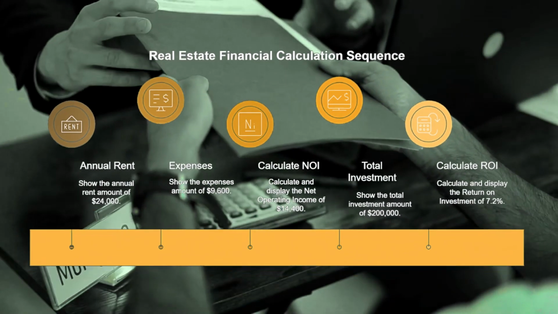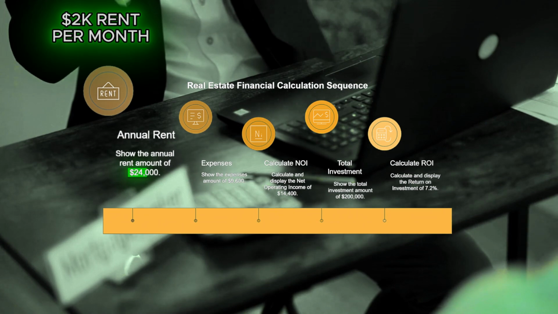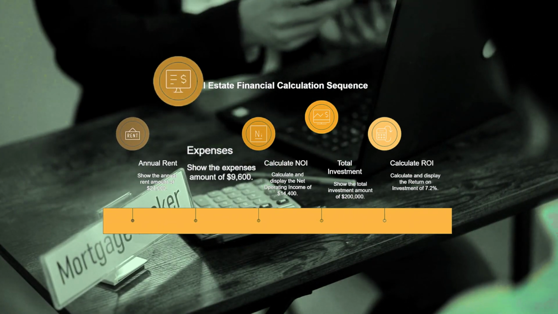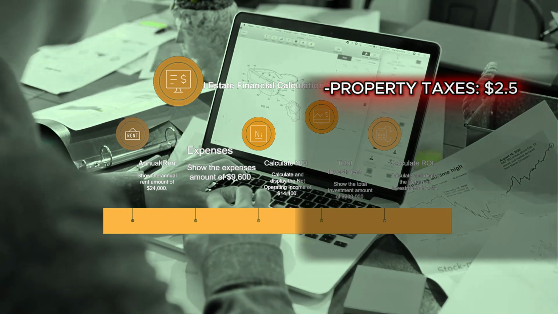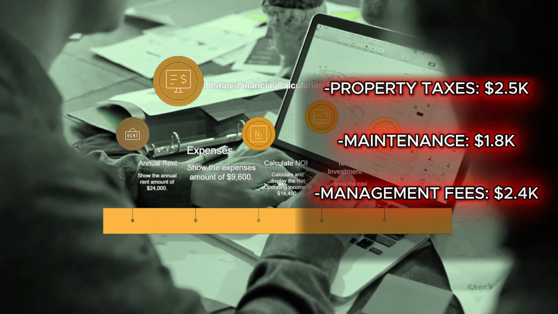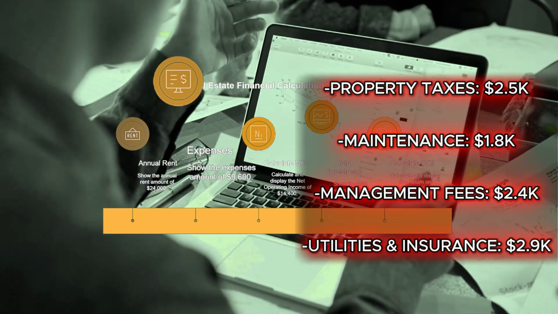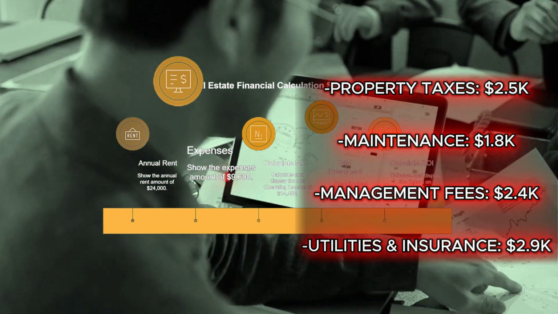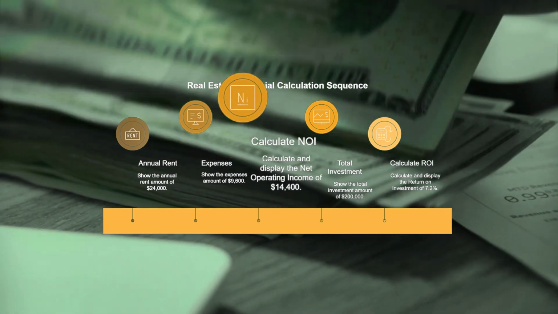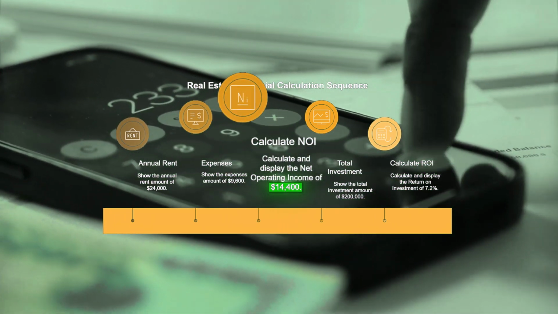For example, imagine your property earns $2,000 per month. That's $24,000 a year. Now, let's say your annual expenses are $2,500 for property taxes, $800 for maintenance, $2,400 for management fees, and $2,900 for utilities and insurance. In total, that's $9,600 in expenses. When you subtract those costs from your rental income, you get an NOI of $14,400.